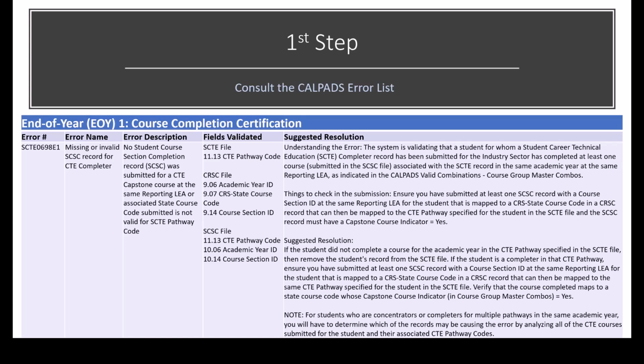If the student is a completer in the CTE pathway, ensure you have submitted at least one student course section completion record with the course section ID at the same reporting LEA for the student that is mapped to the CRS state course code in a CRSC record that can be mapped to the SCTE pathway reported. Verify that the course completed maps to a state course code whose capstone course indicator is yes. This is located in the course group master combo. Like I said, you can see the suggested resolution in its totality is quite verbose. So let's go on to some other resources that will help troubleshoot this error.